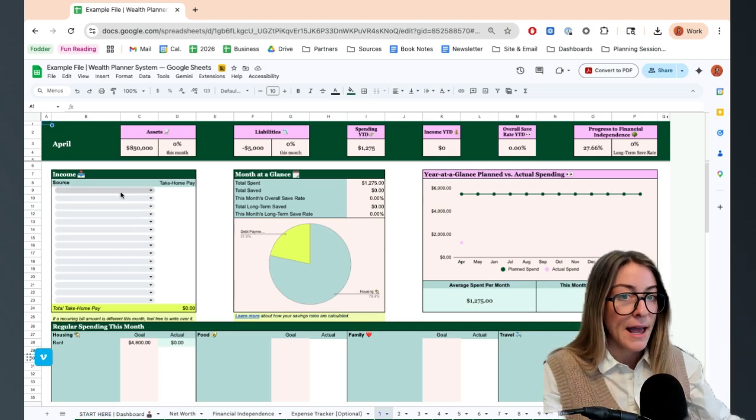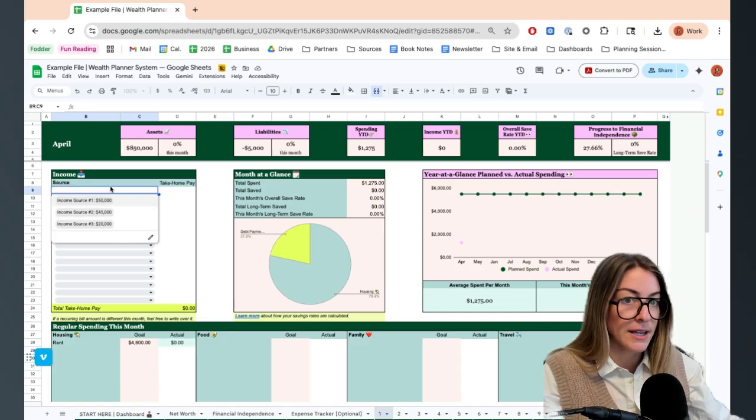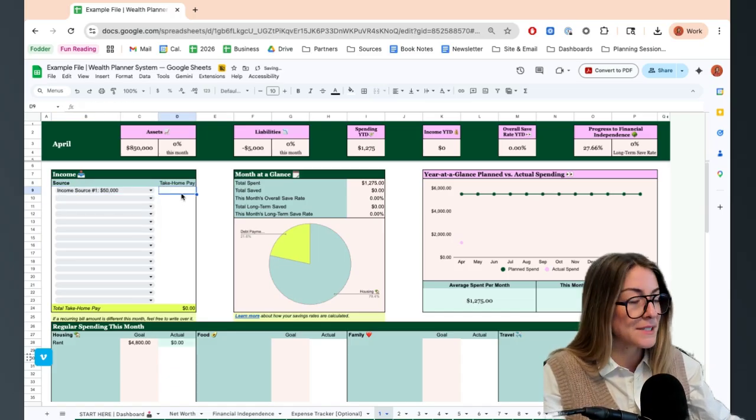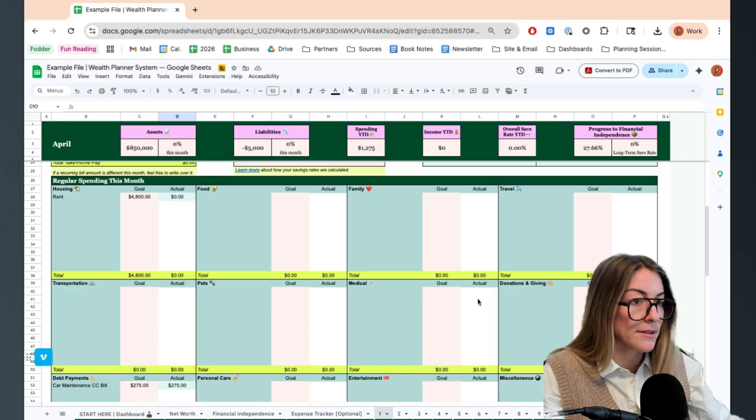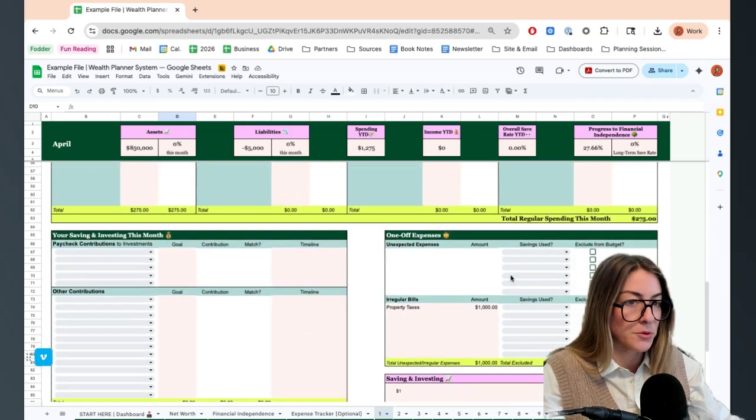But you're going to come in and you're going to update your income. So you'll say, all right, income source number 1, I got this much money from that. Income source number 2, I clocked this much money from that. And then you're going to fill out, okay, budgeting wise, what did we expect to spend? What did we actually spend? You'll put in those totals.